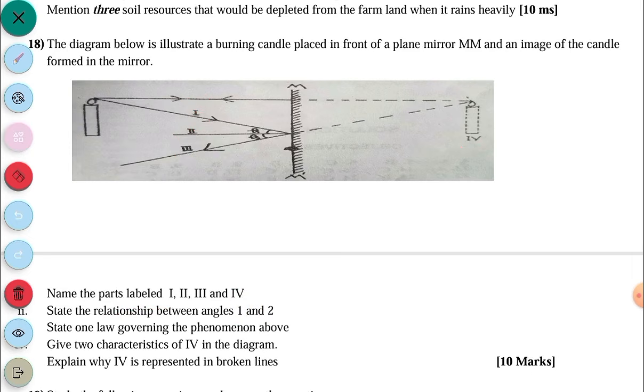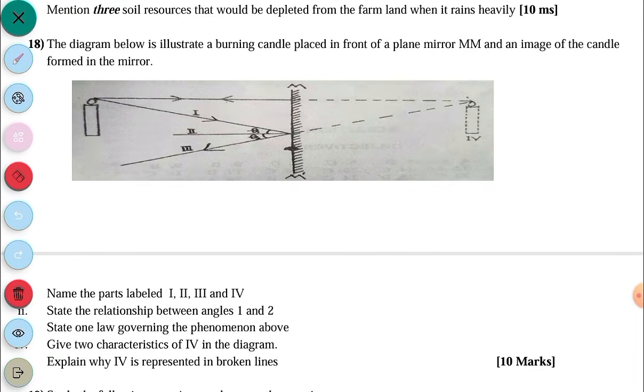So this is the angle 1 and this is the angle 2. The angle 1 is the angle of incidence. The angle 2 is the angle of reflection. So the relationship is that they are equal. State one law governing the phenomena above. So one law: the angle of incidence equals the angle of reflection, and also the incident ray, the reflected ray, and the normal at the point of incidence all lie in the same plane.